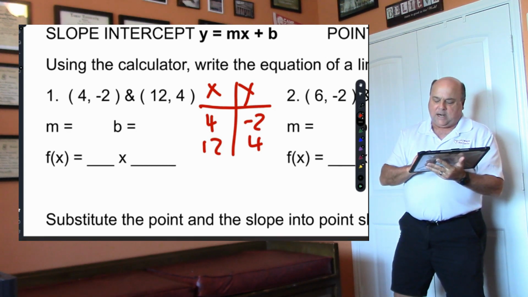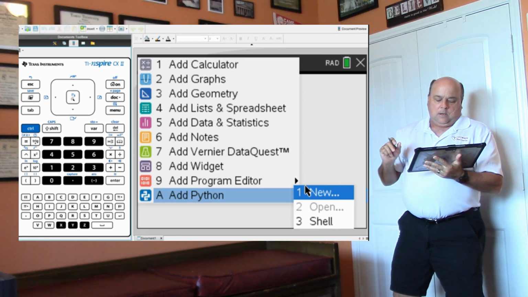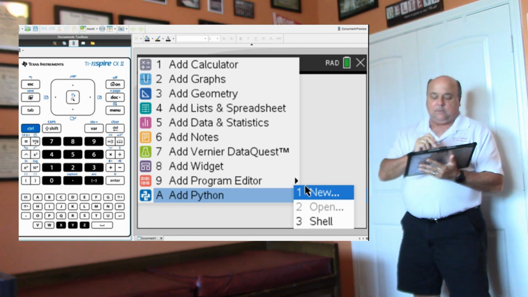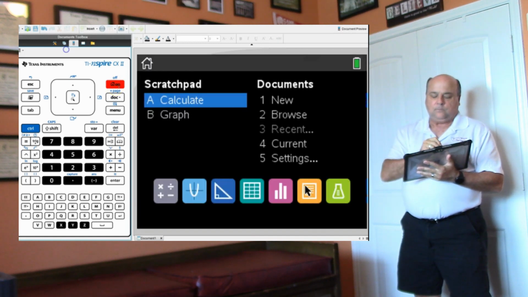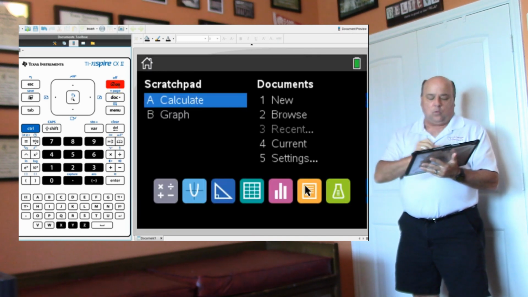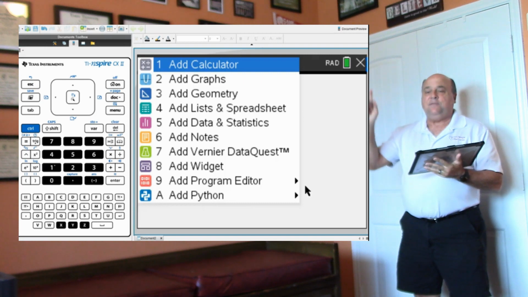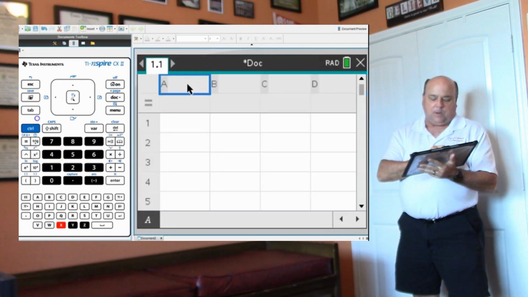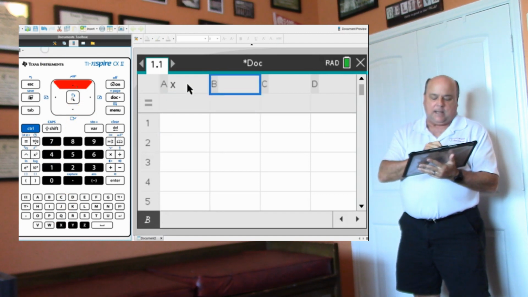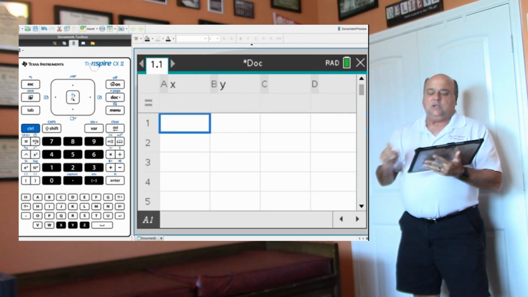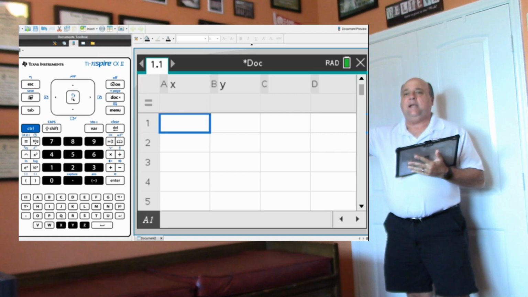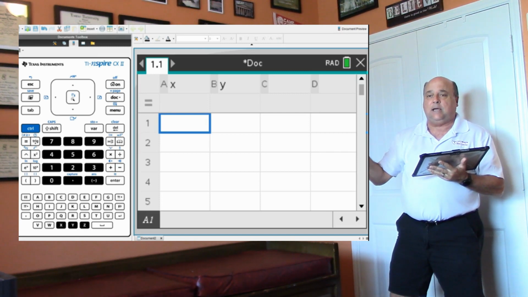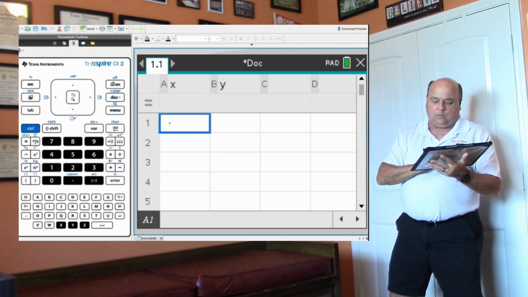So we're going to go to the calculator. Now we're going to type in home, and then type in 1 for new. Then we want to add a list or spreadsheet, 4. Then at the very top, remember, you got to make column A X, column B Y. You can't hit the enter keys up there or it'll mess up. Now we're going to put in the table.